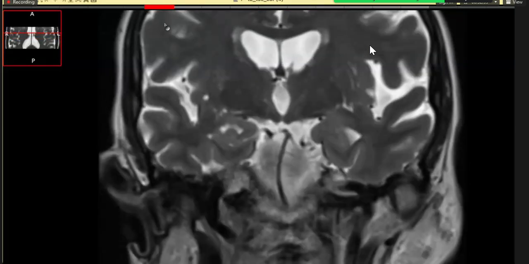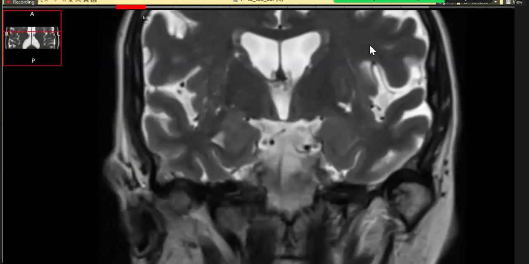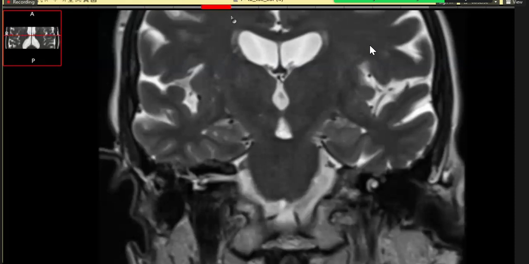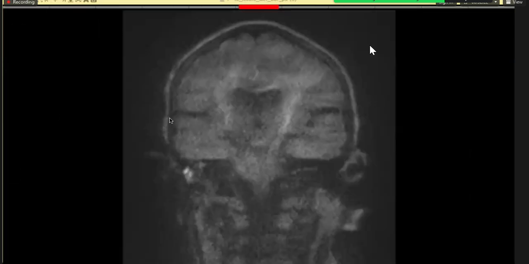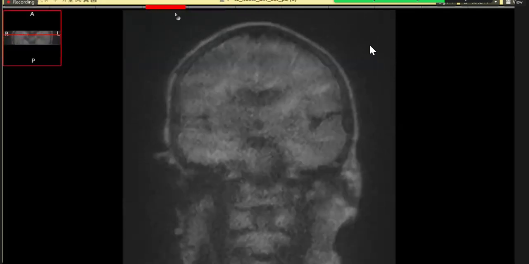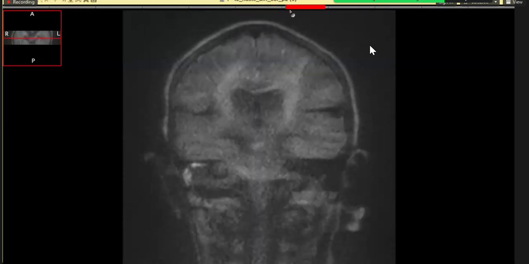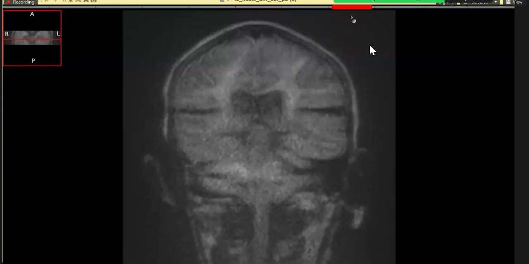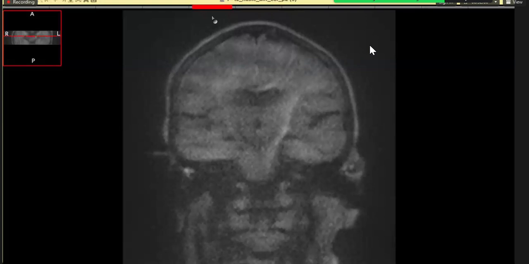Okay, this is T2 coronal, and I can again see some mastoidectomy changes here. Sir, can I see the diffusion weighted imaging? Okay, these are the diffusion weighted images, and I can see that there is a diffusion restriction at the same site which I saw earlier on CT. And this confirms that this can be a recurrent cholesteatoma. Okay, thank you.